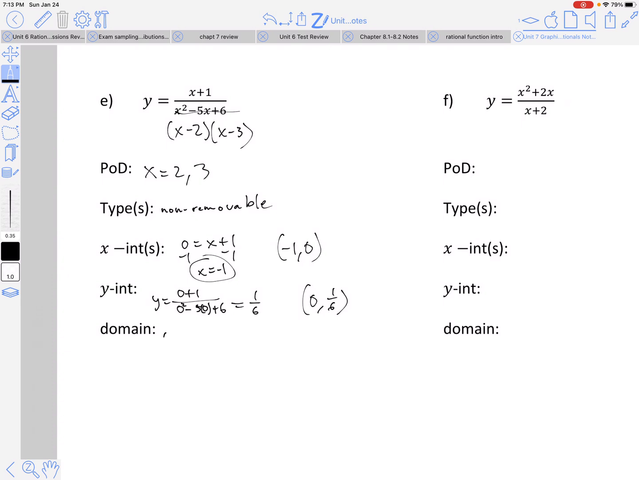Domain. We're going to go from negative infinity up to 2. We're going to hop on over 2. But in between 2 and 3, we can use those values. Then we're going to hop over 3 all the way up to infinity.